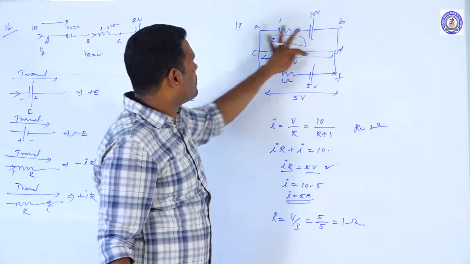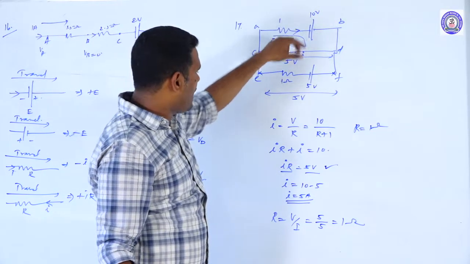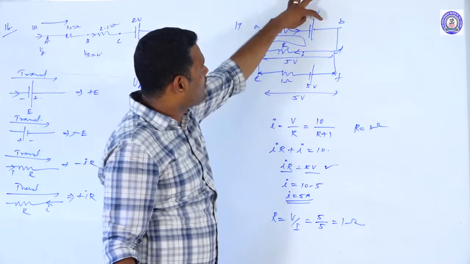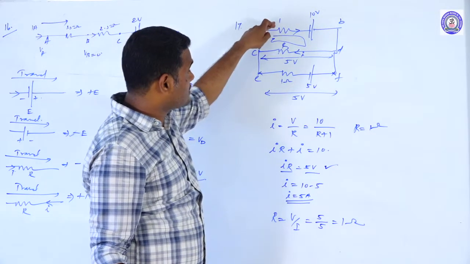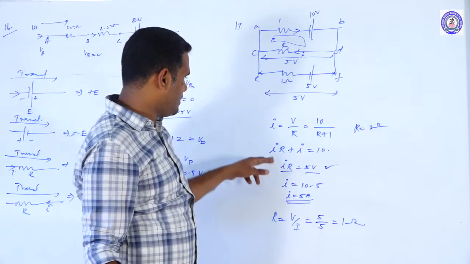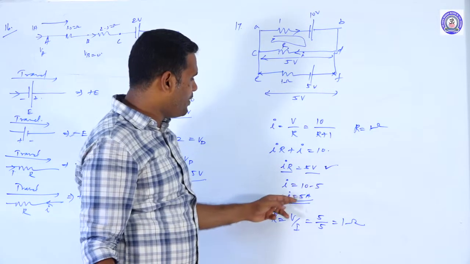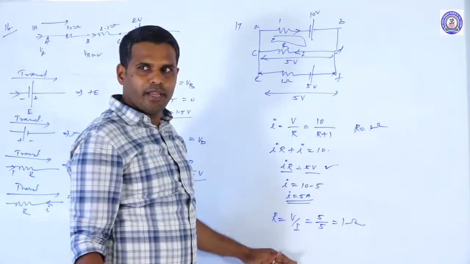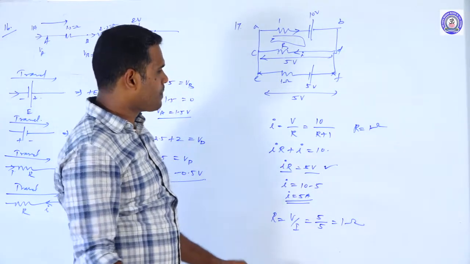And then in the closed path, I can take the value of current as I equals V by R. Potential is 10 volt. Total resistance in the circuit is R plus 1. So IR plus I equals 10. As IR is 5, I will be 5 ampere. Resistance is V by I. 5 by 5 is 1 ohm.